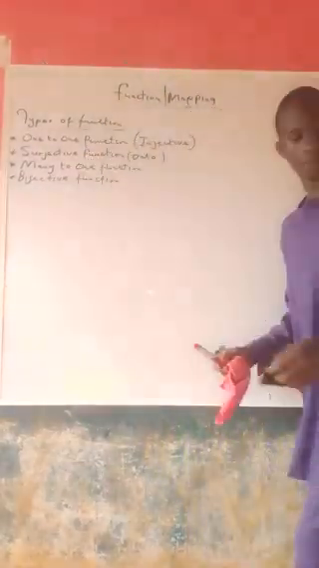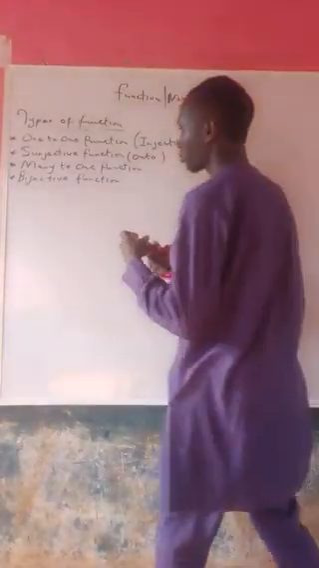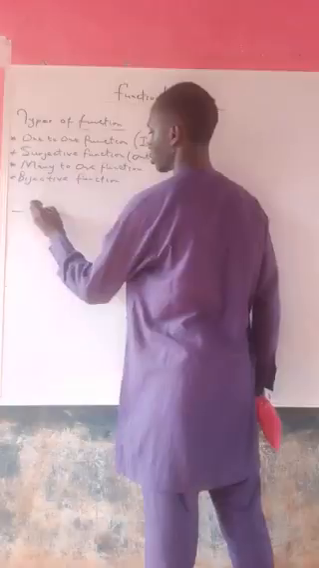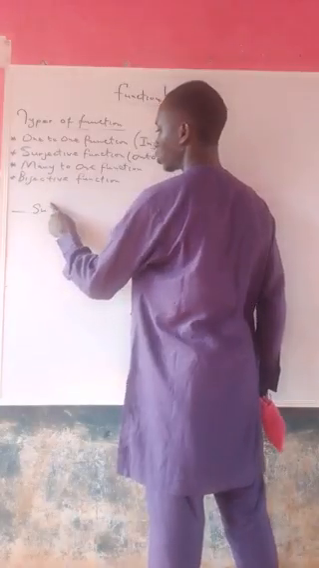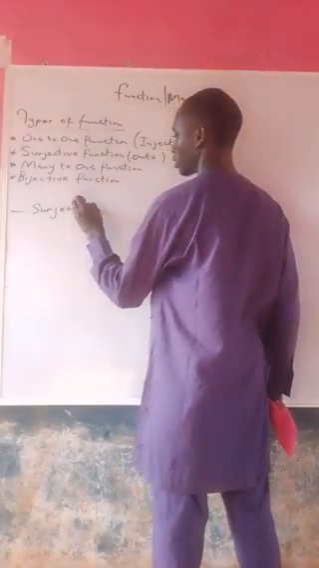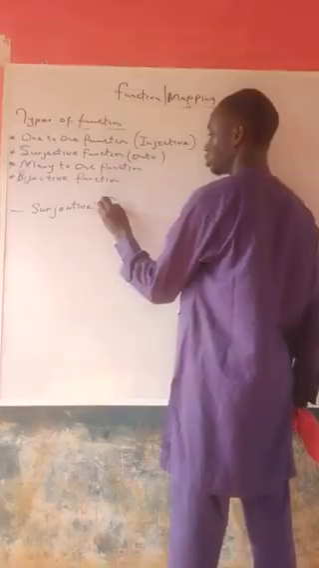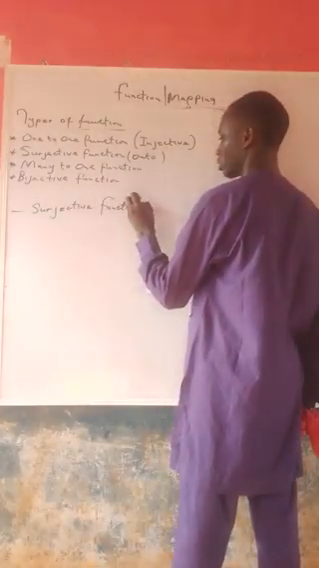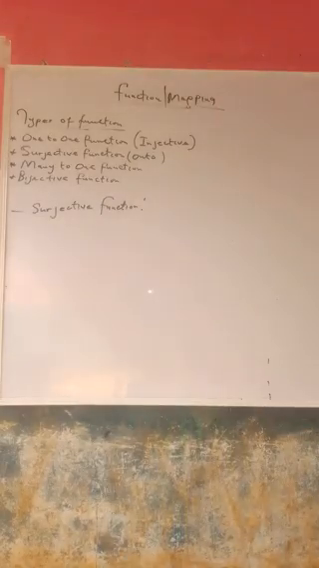Alright guys, so now I'm moving to surjective function. Surjective function. I said you can also call it onto function. Don't forget, they are the same thing. Surjective function. This surjective function says that every element under the codomain must have at least one pre-image under the domain.